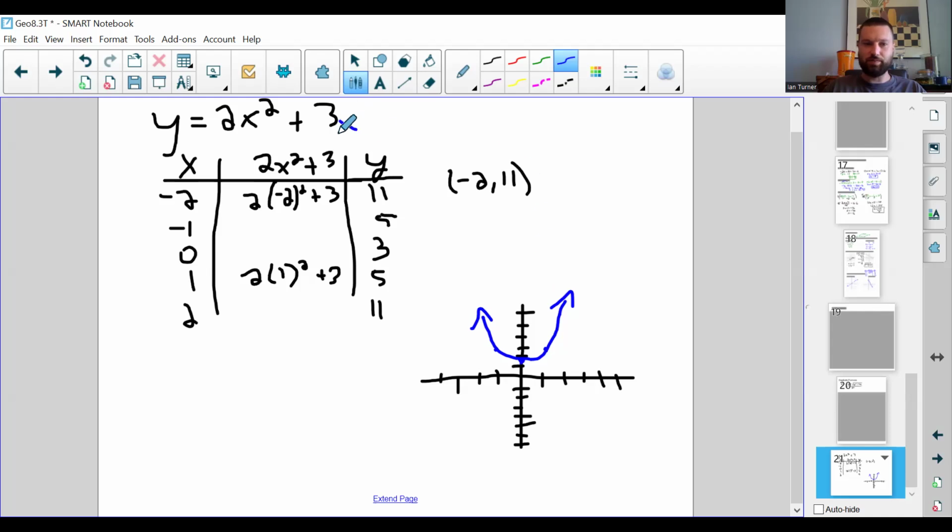So the C term here moves the graph either up or down on the y-axis. The B term is what's going to move us left or right. So up and down is the C term, width and opening is the A term, and then the B term is going to move us left or right.